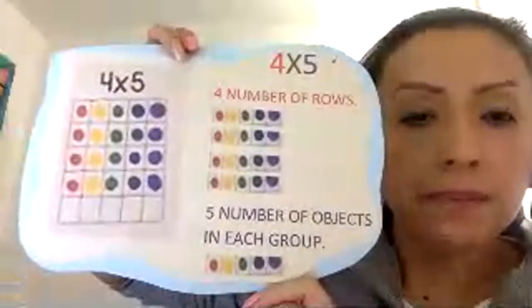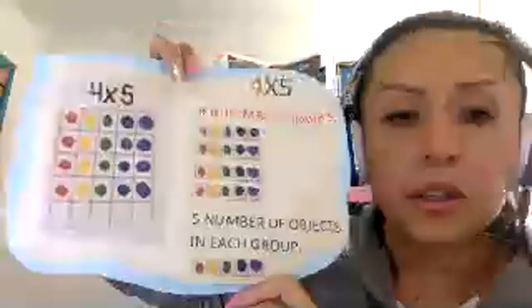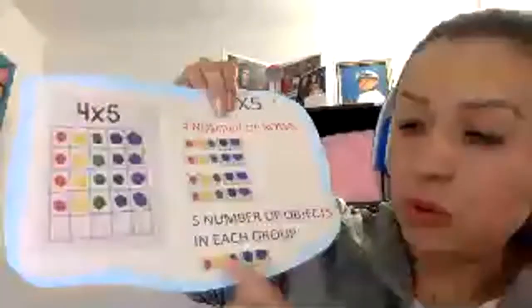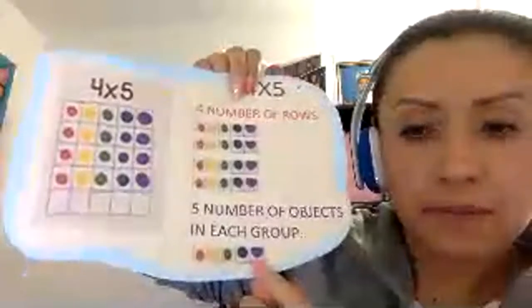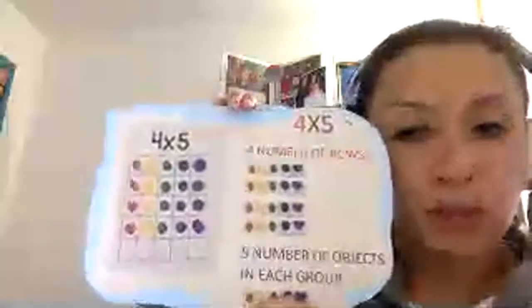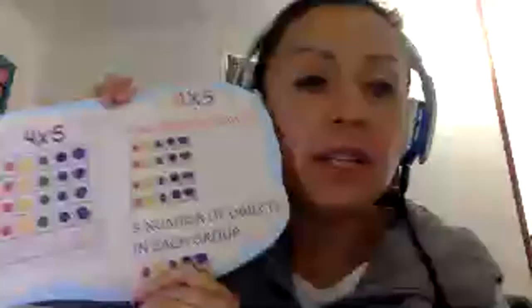Okay. And then we have here 5, which has to be the number of objects in each group. In this case, how many elements can we see here? 1, 2, 3, 4, and 5, right? Okay, let's check. This is a previous activity to check the homework, okay?